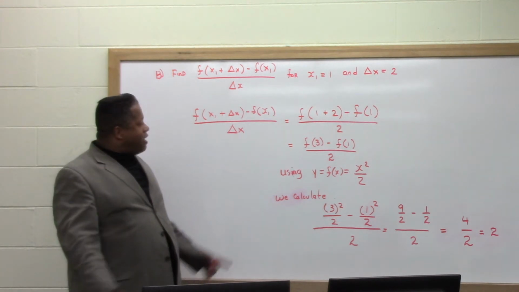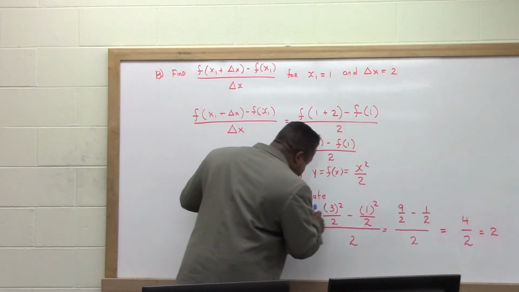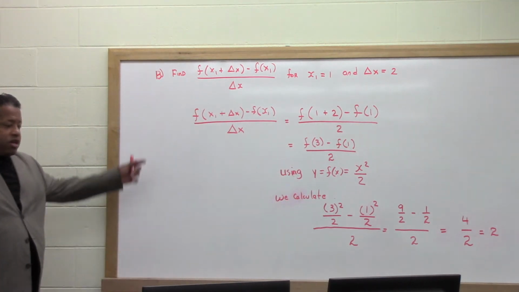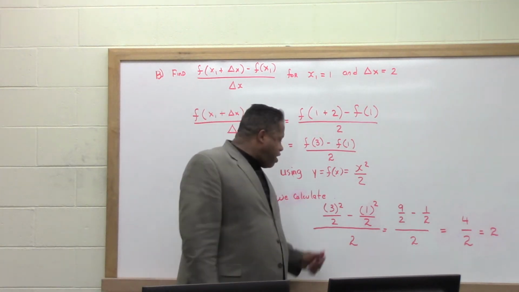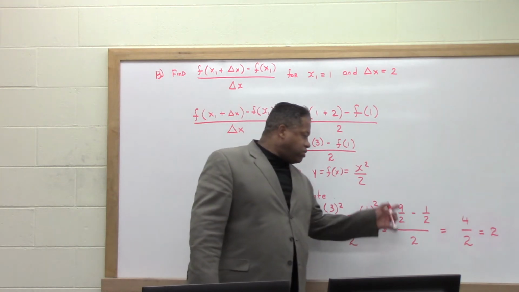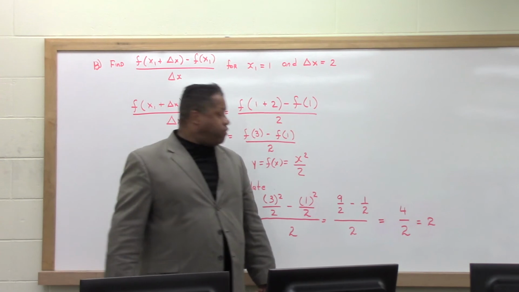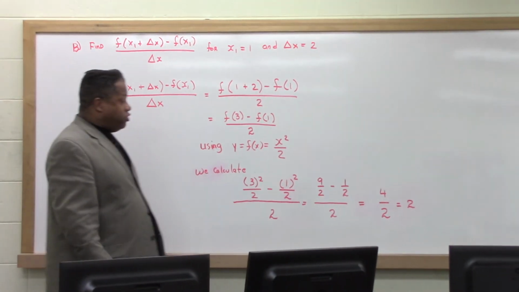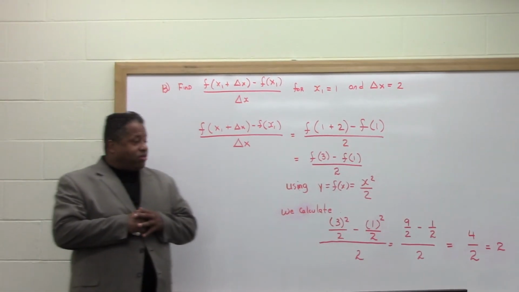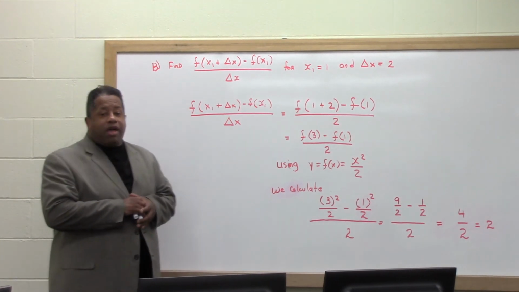We're going to take that same function, f(x) is equal to x squared divided by 2. And what we'll do is calculate its rate of change here, where we have 3 squared divided by 2 minus 1 squared divided by 2. So 9 over 2 minus 1/2, divided by 2, will get you 4 over 2, and that's going to equal 2.